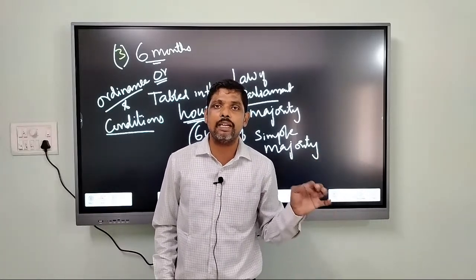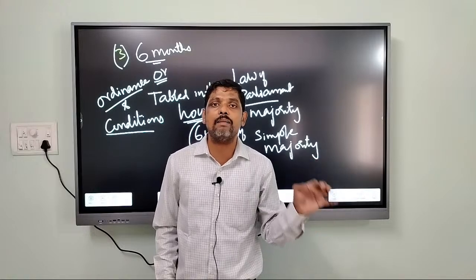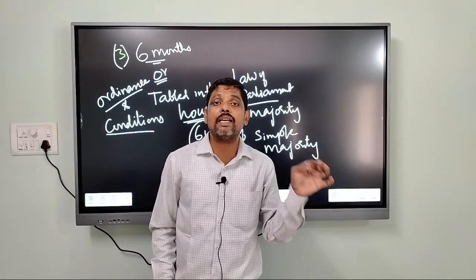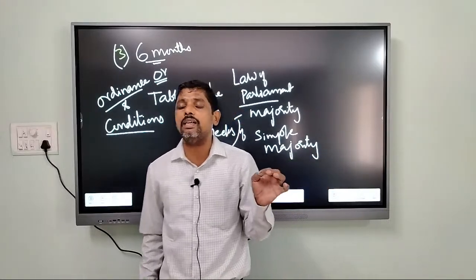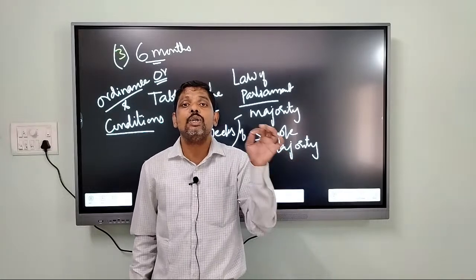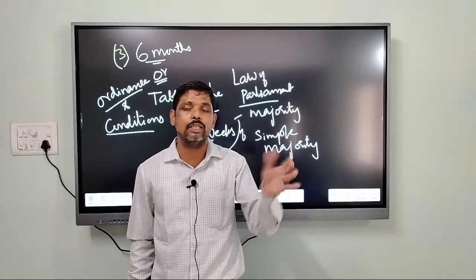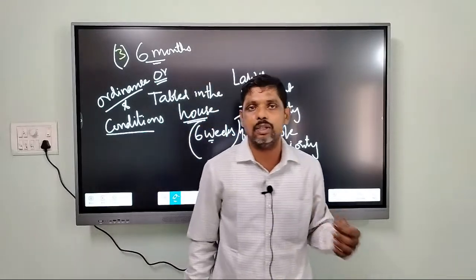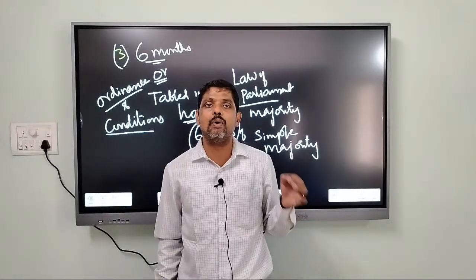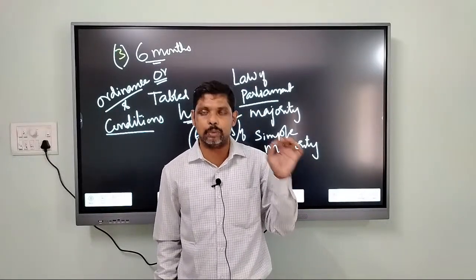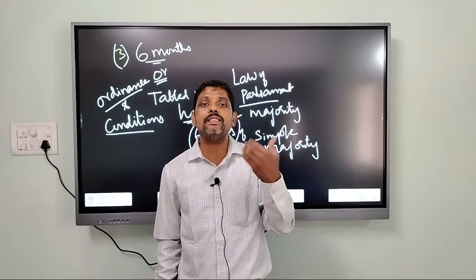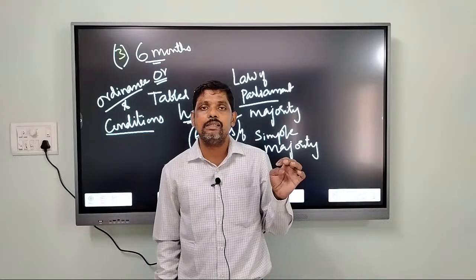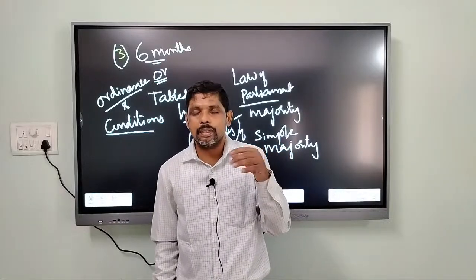This ordinance should be tabled as soon as the parliament comes into session. And not only tabling of the ordinance, even the grounds for issuing the ordinance should be tabled in the house. That is, both the ordinance as well as the grounds for issuing the ordinance should be tabled in the house. Alright. So once the ordinance is passed, the ordinance becomes a law.